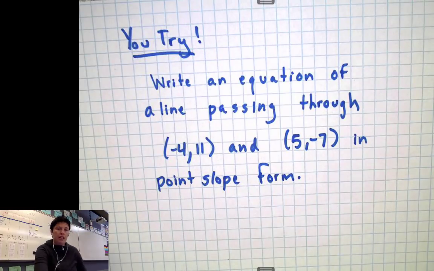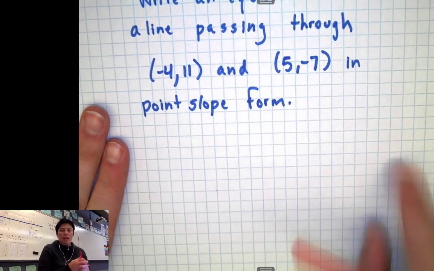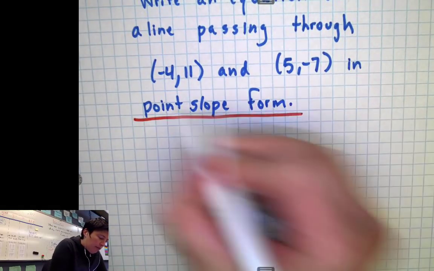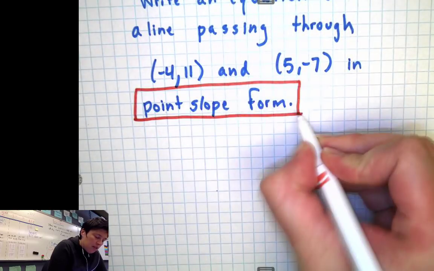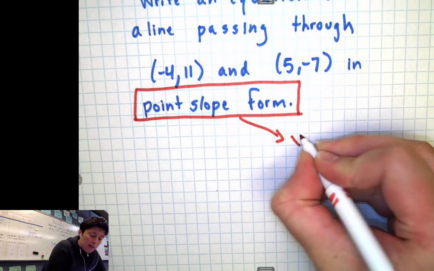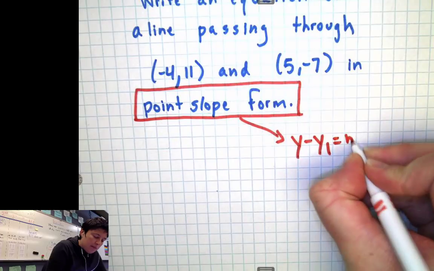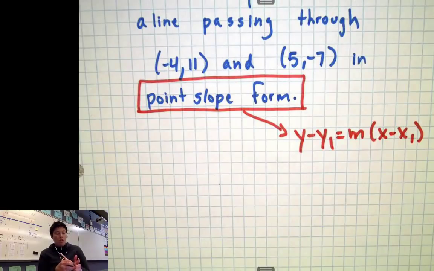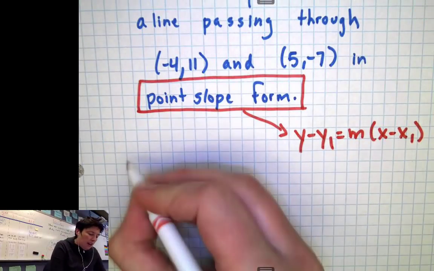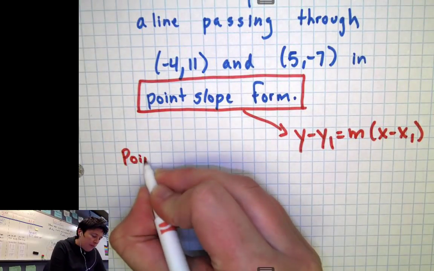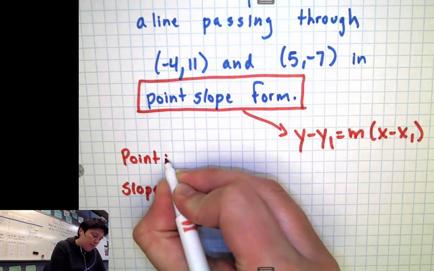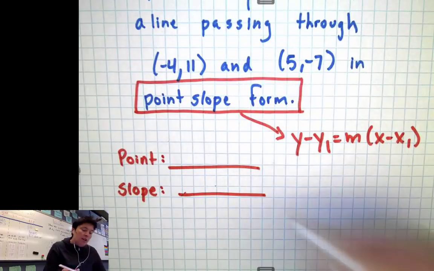All right, let's see how you did. So key thing here is the directions. I see the words point slope form. That's good. So already I know I'm going to use that y minus y1 equals m times x minus x1. Pay attention to those directions. So point slope form means I need exactly that. I need a point and I need a slope. I'm going to need both of those things.